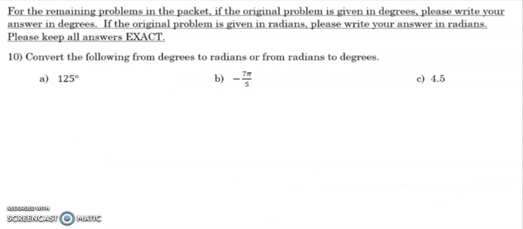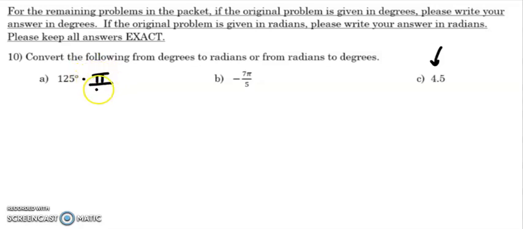Okay, if given in degrees, write the answer in degrees. If in radians, write the answer in radians. Please keep all answers exact when possible, okay? When we get to these ones that are radians without the pi's, you can round to decimals a little bit. So convert 125 degrees into radians.